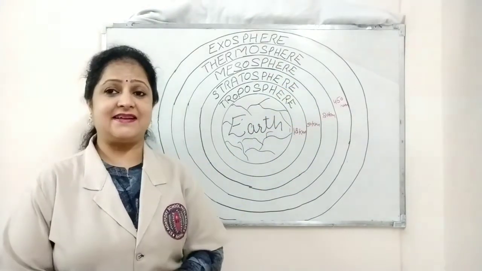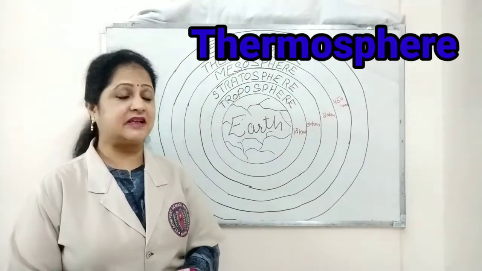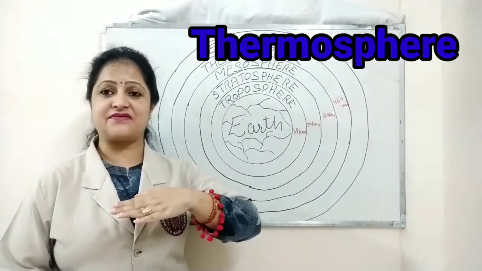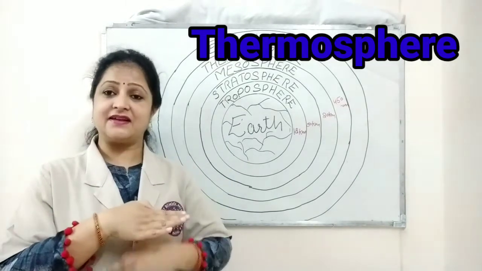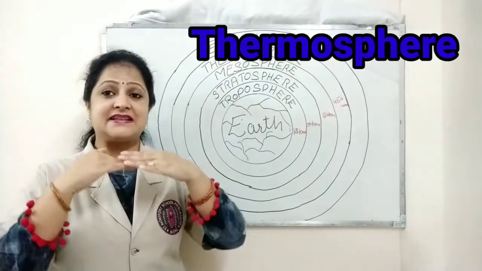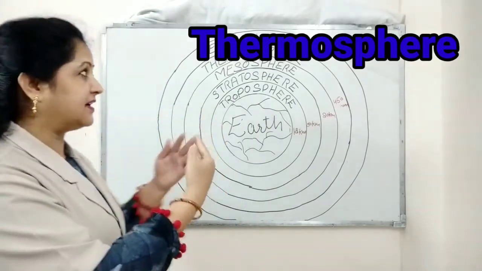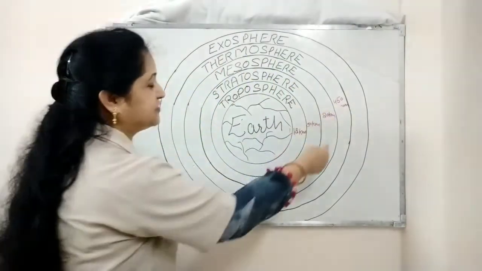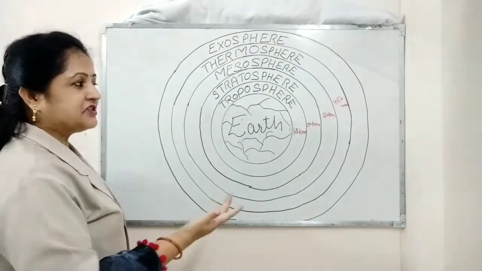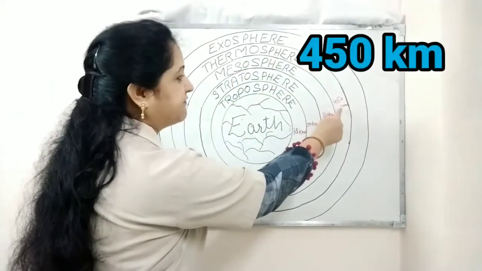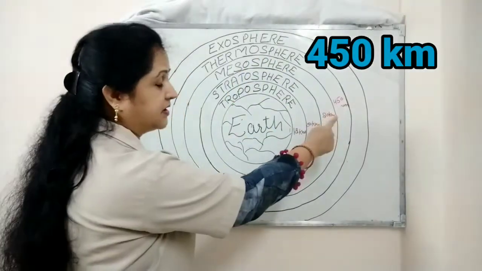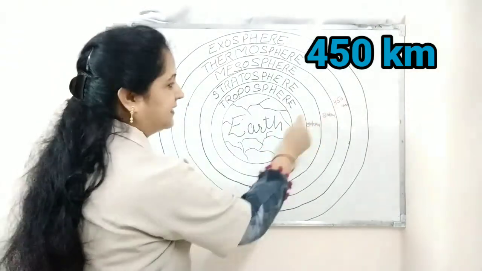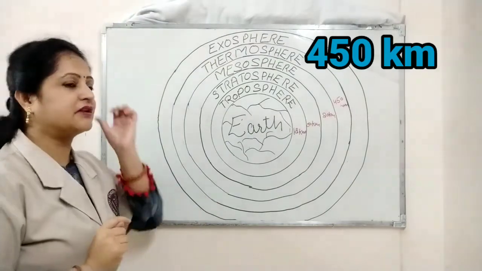The next layer is the thermosphere, the fourth layer of the atmosphere. The first layer is the troposphere, the second is the stratosphere, the third is the mesosphere, and just above the mesosphere lies the thermosphere. The thermosphere extends up to 450 kilometers above the surface of the earth.